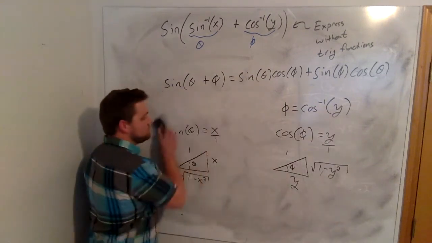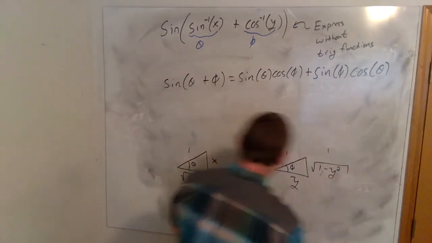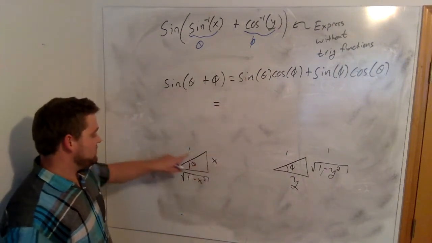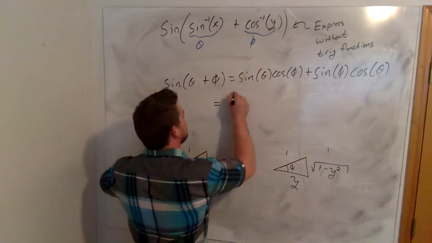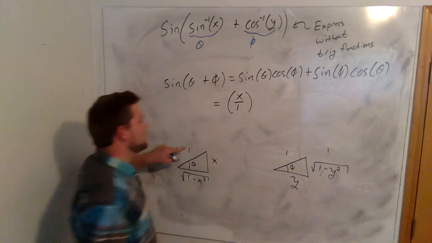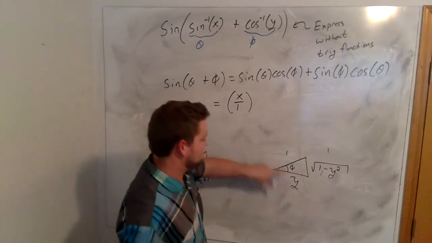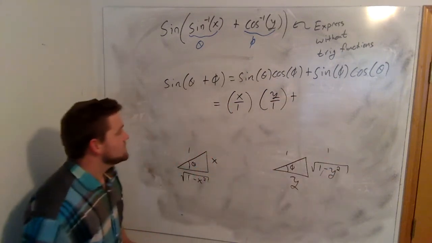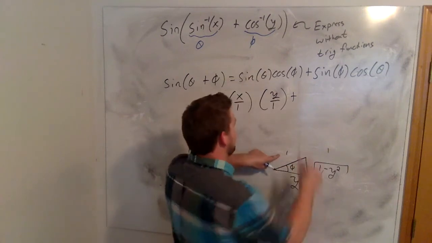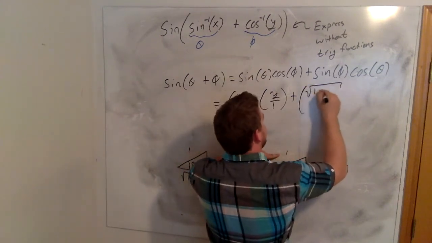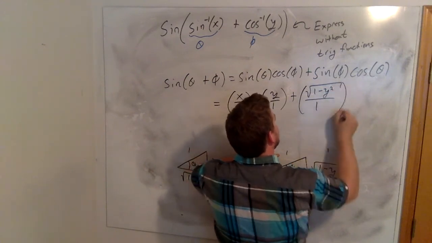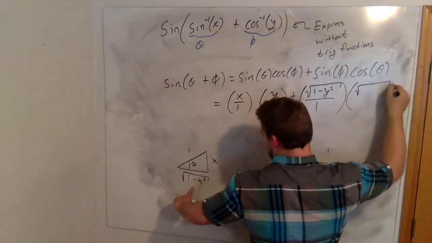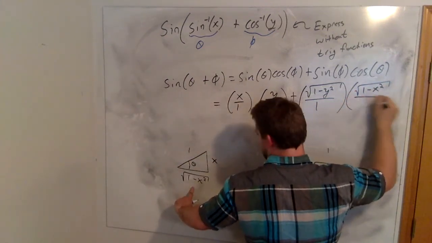Okay, let's erase what we have here. We'll just leave the triangles up. So, sine of theta. Sine is opposite over hypotenuse, so this will be x over 1, or just x. Cosine of phi, well, cosine is adjacent over hypotenuse, so this will be y over 1. Sine of phi is opposite over hypotenuse, so this will be the square root of 1 minus y squared all over 1. And cosine of theta is adjacent over hypotenuse, so this will be the square root of 1 minus x squared all over 1.